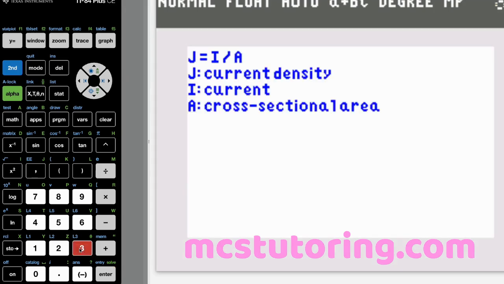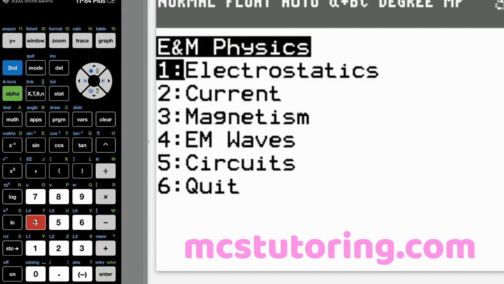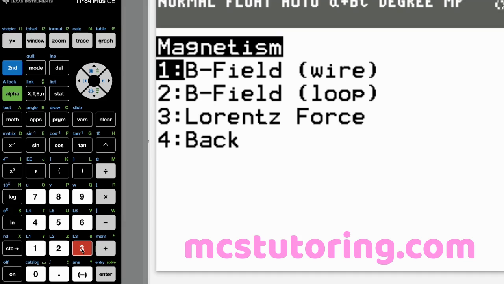Now we're going to go to current density. J equals I divided by A, where J is the current density, I is the current, and A is the cross-sectional area. So we're going to continue here, and then we're going to go back, and then go to magnetism. And then we've got B field for wire, B field for loop. So wire meaning it's pretty straight. The loop is like you're making a curved loop, typically of, I want to say, a conductor of electricity. And then I got the Lorentz force.